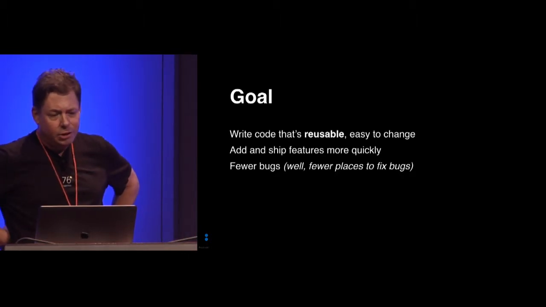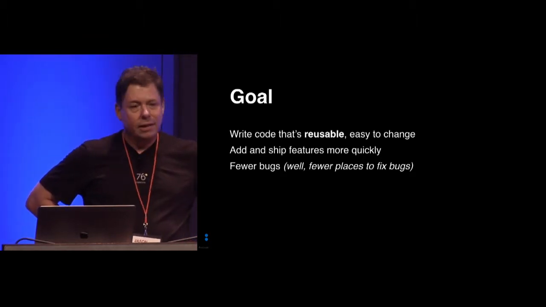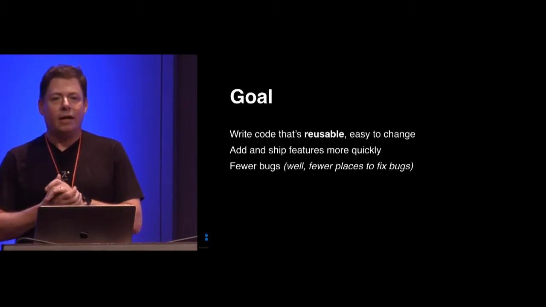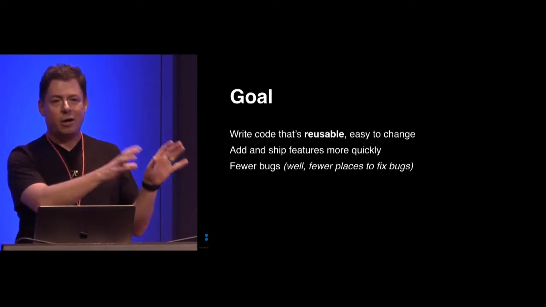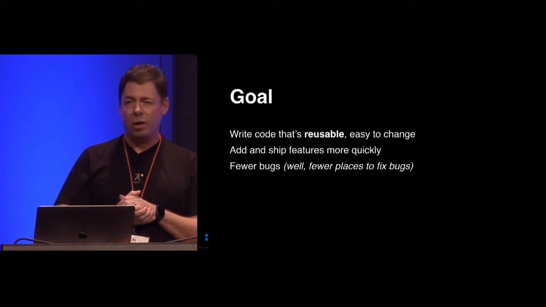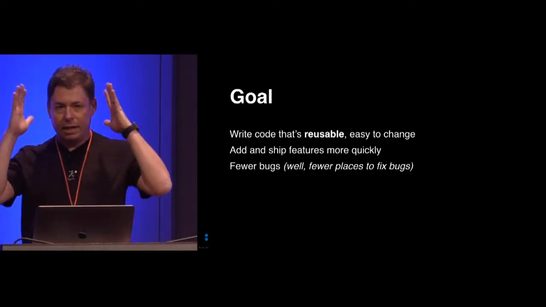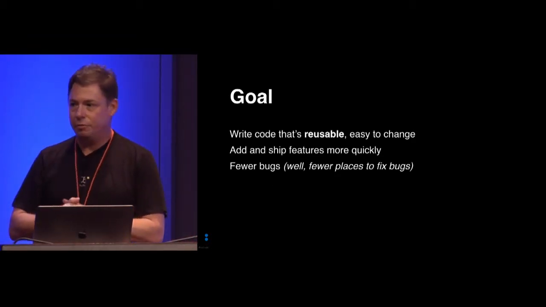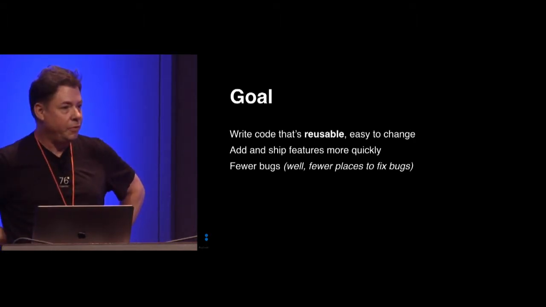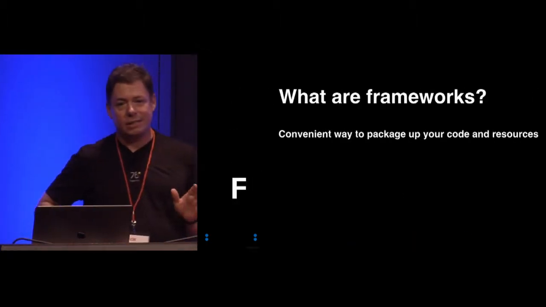So what's our goal? We want to write code that's reusable and that we can change easily. When product comes to you and says, we want to incorporate this new feature, you want to be able to have some work that you've already done that you can apply to this. You don't want to have to reinvent the wheel. One of the things that we all do as developers is we kind of box ourselves in because we didn't think about the right way to do it from the beginning. So hopefully you'll pick up some tips here. We want to get features out the door, and we want fewer bugs. I'm not sure we'll have fewer bugs, but with frameworks, we'll have fewer places maybe to fix those bugs.